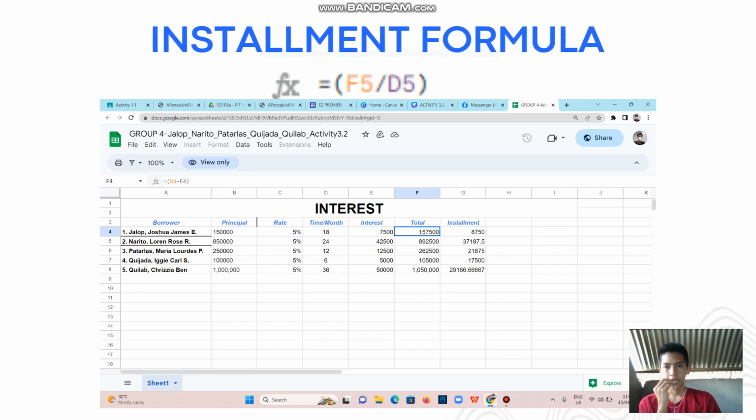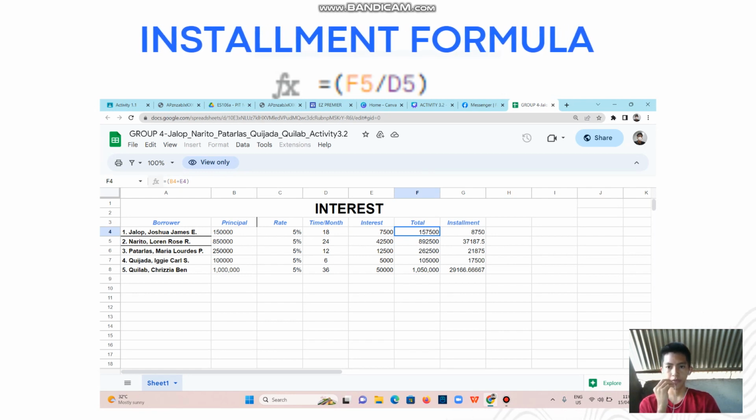Next, for the installment formula, we input the formula F5 divided by D5 in the formula bar. For the installment, this will be the money we will be paying monthly. For example, Halop will be paying 8,750 every month for 18 months. So the formula is F5 divided by D5. So it will be total divided by the time or month. For Halop, the installment is 8,750.